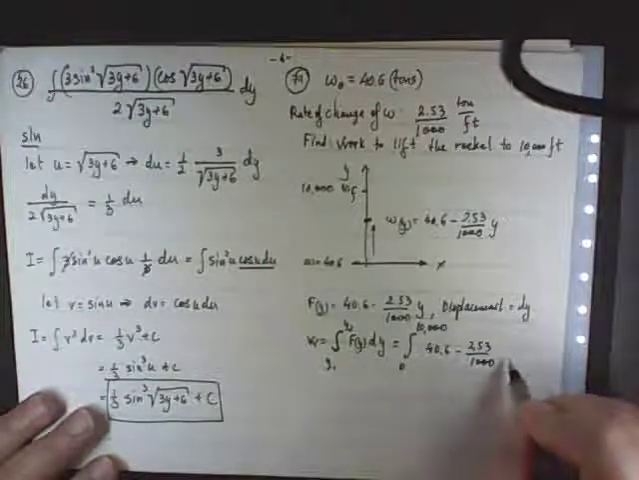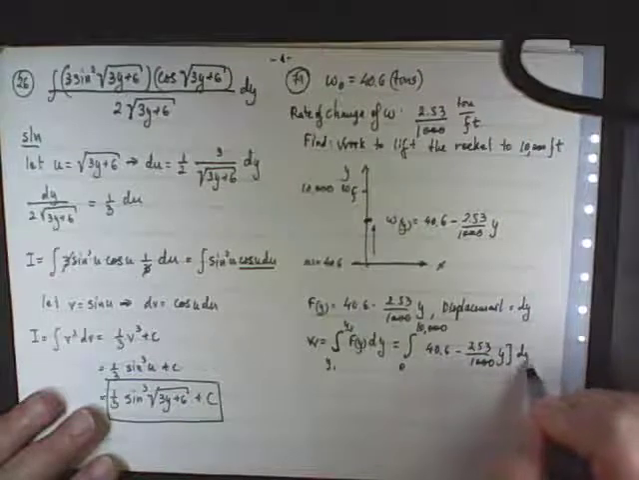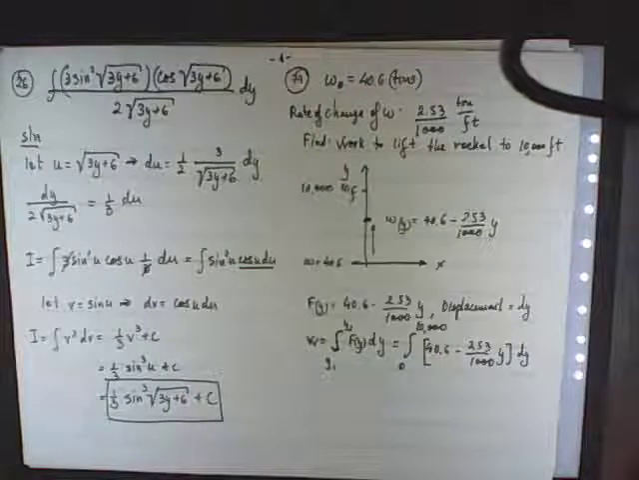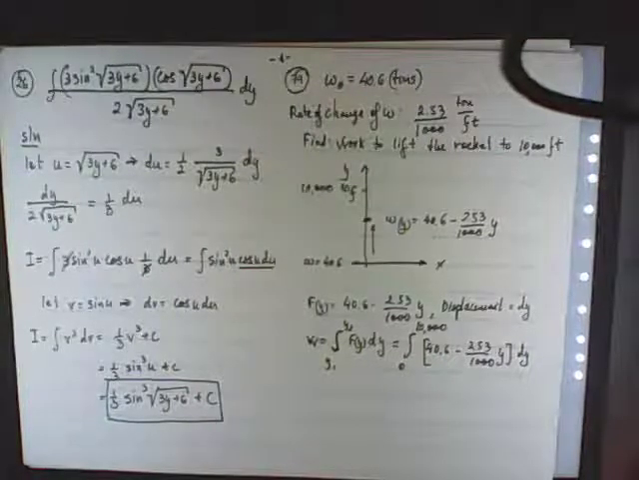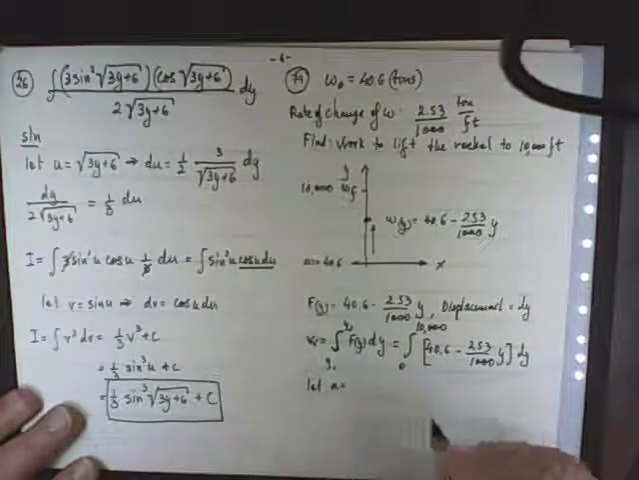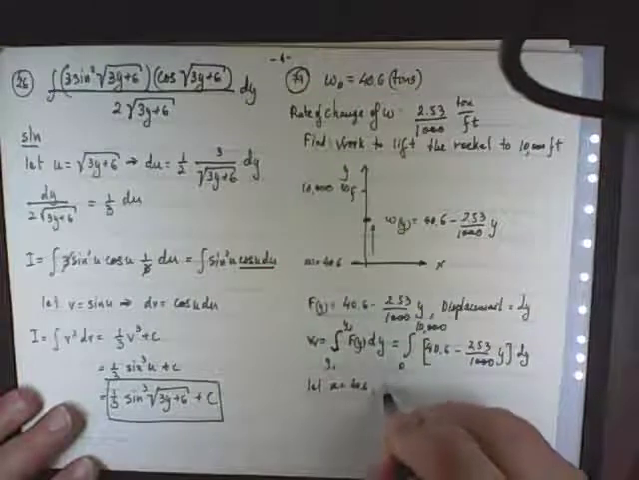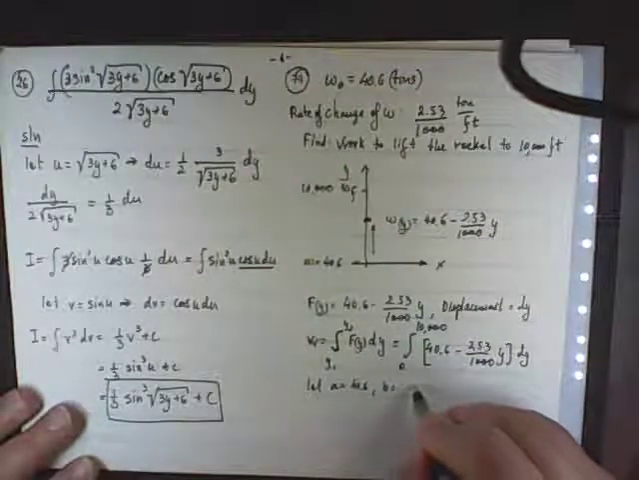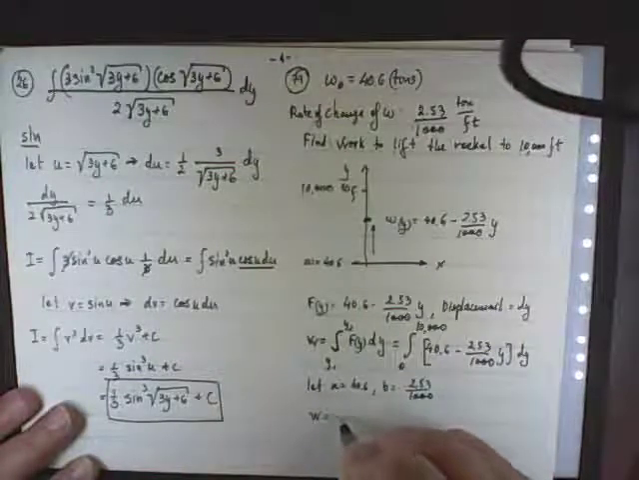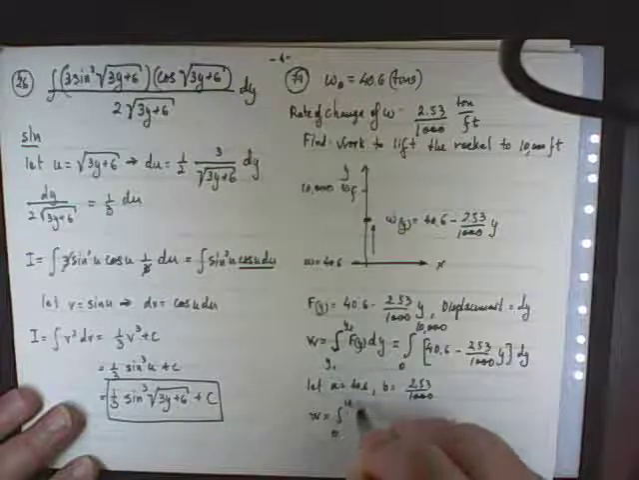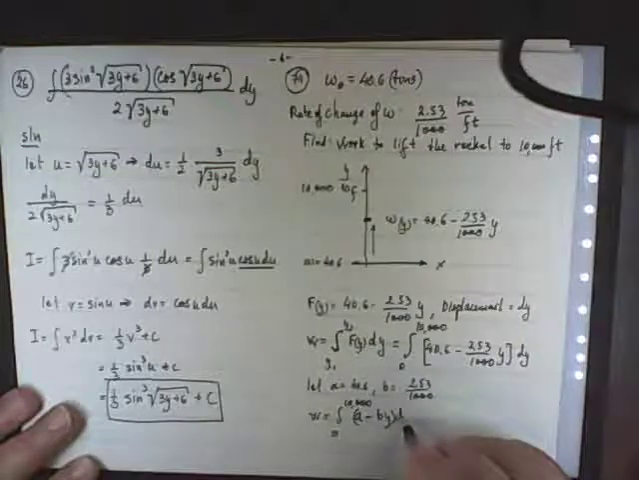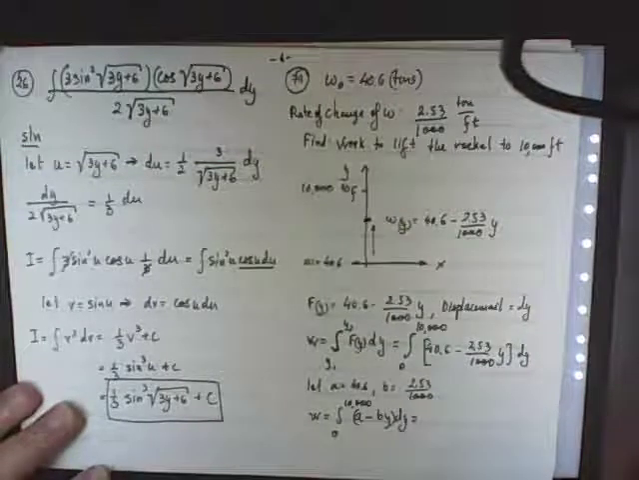I don't think I need to compute beyond this point, because if we call this A and this B, it will be the integral of A minus By, and there is the calculation. So to simplify, let A equal 40.6, B equal 2.53 over 1,000, and W is the integral from 0 to 10,000 of A minus By dy. It's easy to work symbolically rather than carry large numbers.